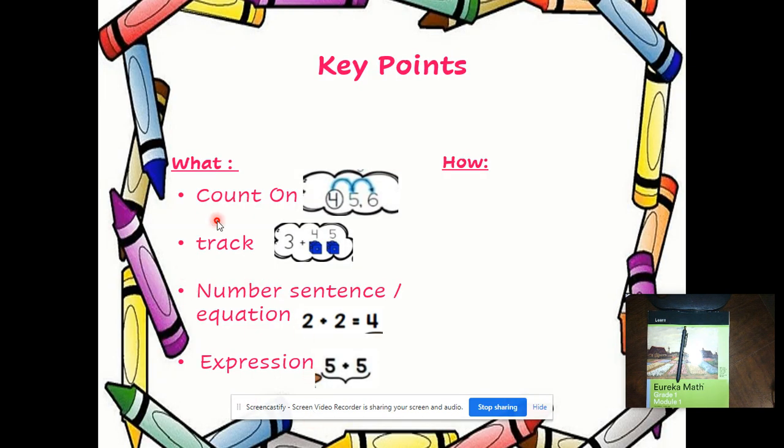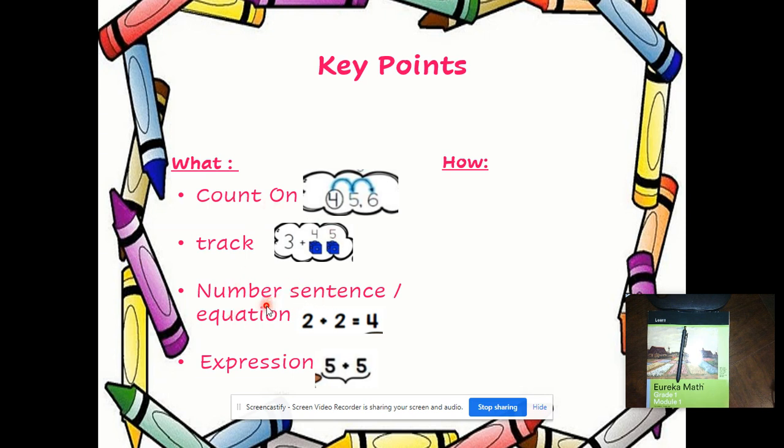Our key points. What do we need to know to be successful? Well, we need to know what count on is. Ms. Gomez throughout the videos has been giving you examples of how to do this. So here is another example. You start with a number, which here is 4, and then you count on 5, 6, instead of counting all 6 circles. Then you also need to track. Similar to counting on, but instead you can either draw 2 more dots or use 2 more cubes to keep track of what you're counting. So here would be 3, 4, 5.